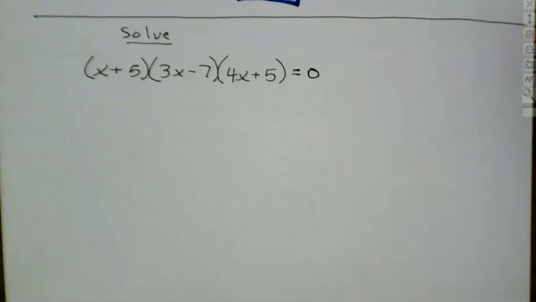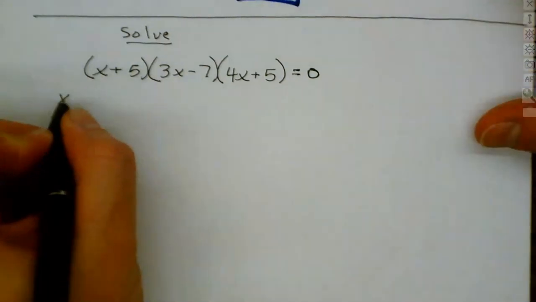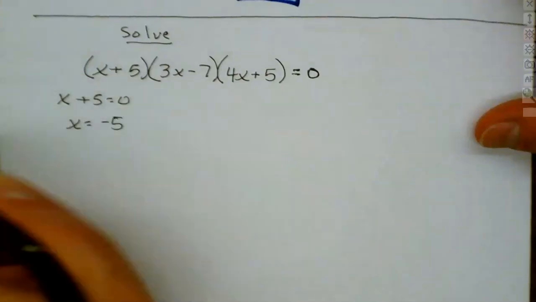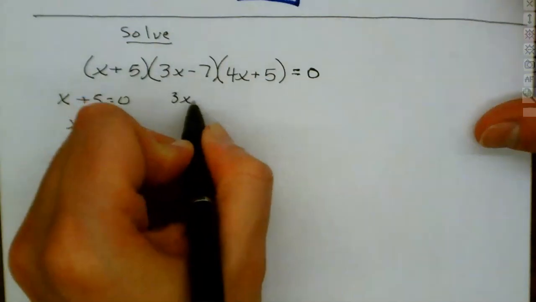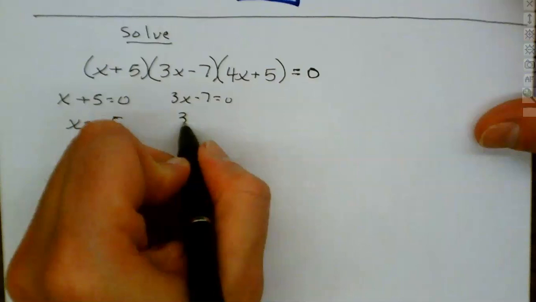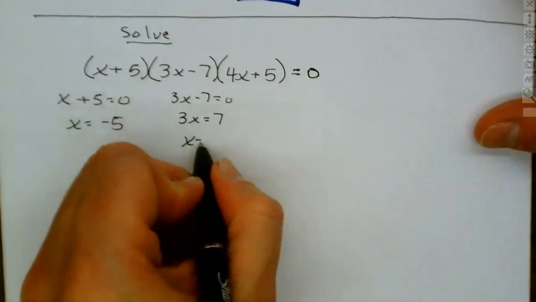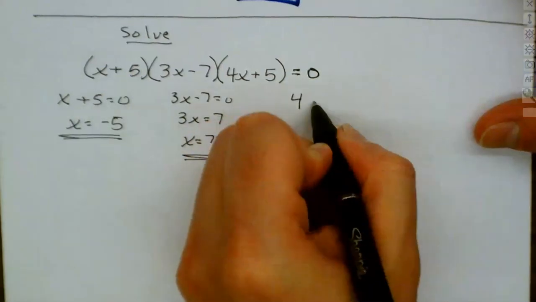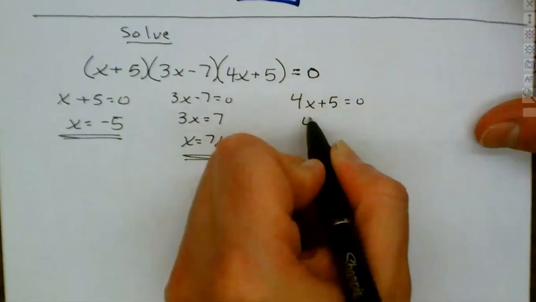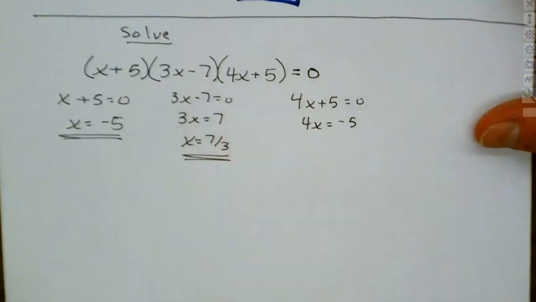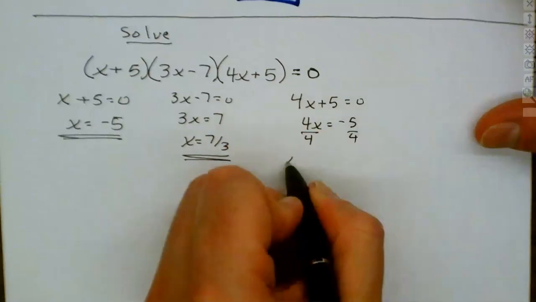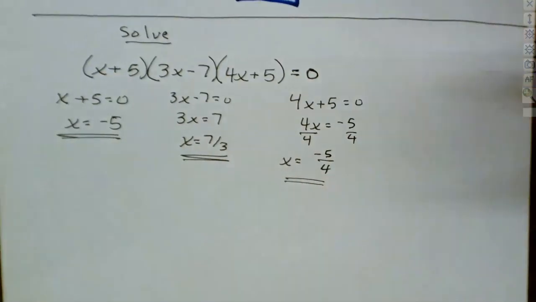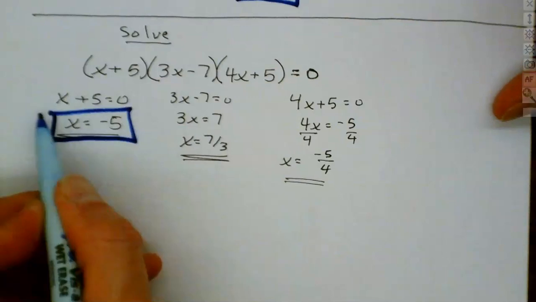It's already set to 0. And so let's find those. So we have x plus 5 equals 0. So x equals a negative 5. There's one of them. 3x minus 7 equals 0. So 3x equals 7. So x equals then 7/3 for the other one. And then our last one is 4x plus 5 equals 0. So 4x equals a negative 5. Divide by your 4. And now we've got x equals a negative 5/4. So here are the 3 solutions.